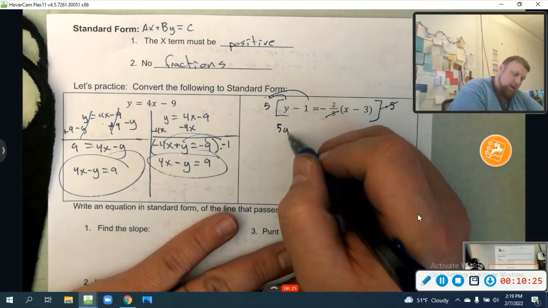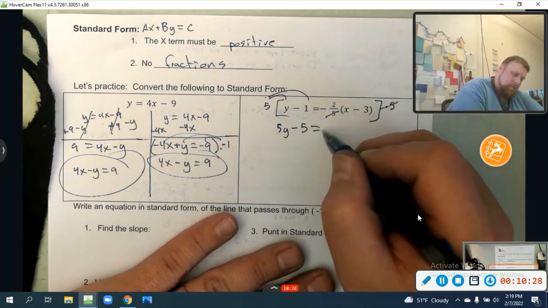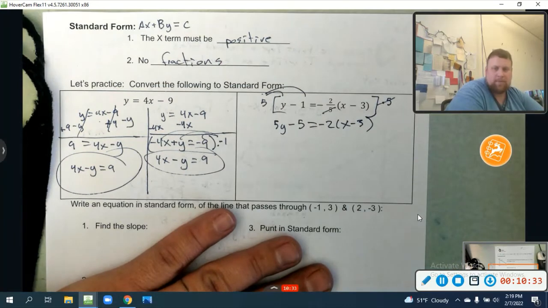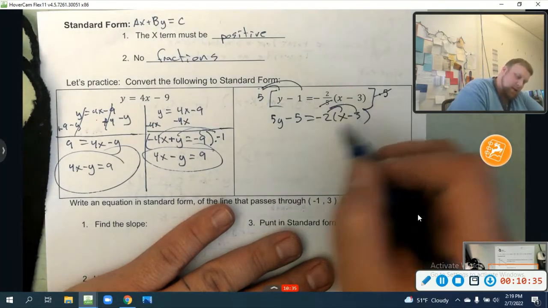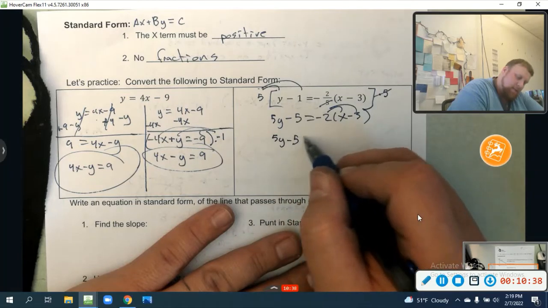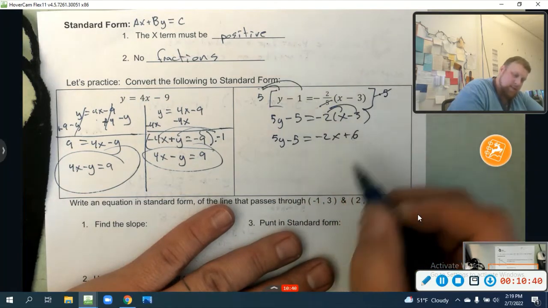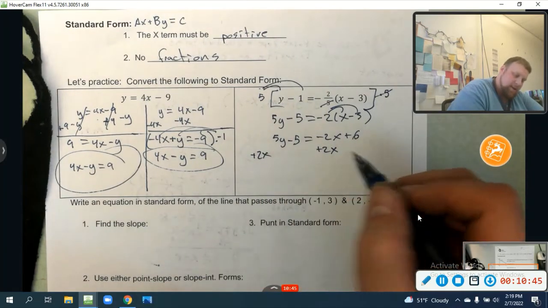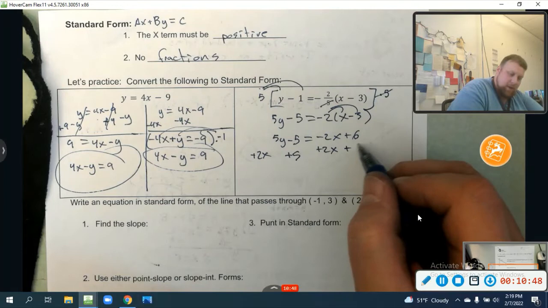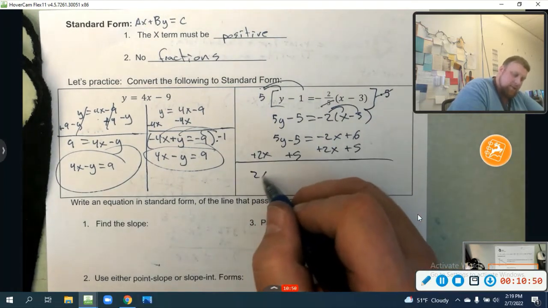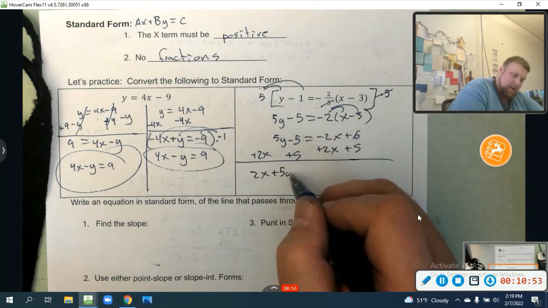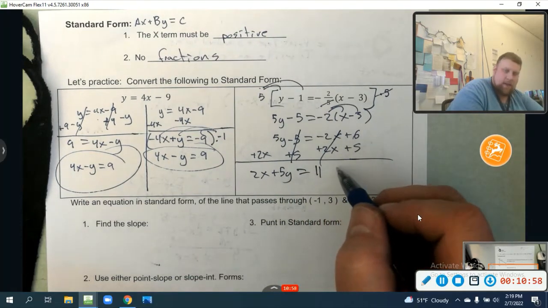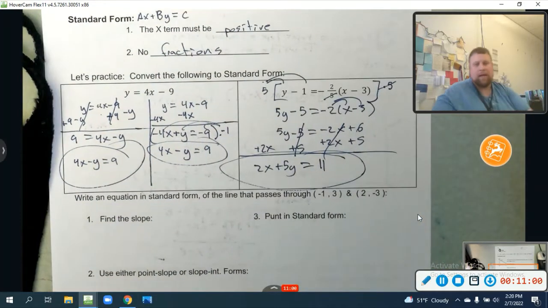And I'm going to get 5y minus 5 equals negative 2 times x minus 3. Look at that. Now let's distribute this out, and I get 5y minus 5 equals negative 2x plus 6. So I'm going to add that 2x to both sides. Now I've got a positive x, right? So I'm going to add this 5 then to get it over here. And I get 2x plus 5y equals, that cancels out, 6 plus 5 is 11. And now we have this in standard form as well.